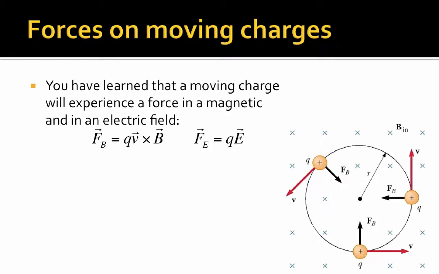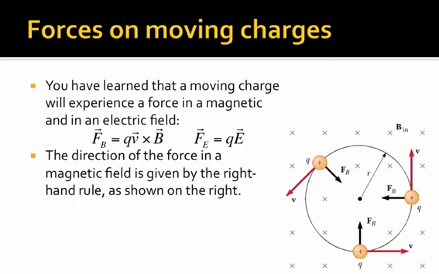So let's talk a little bit about forces on moving charges. You've learned in General Physics 2 that a moving charge will experience a force in a magnetic field and in an electric field. In a magnetic field, the force goes as QV cross B. In an electric field, it is Q times E.